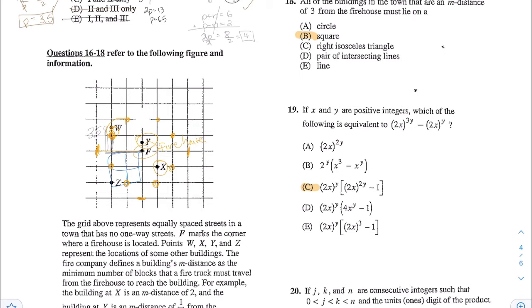Oops, sorry, I miscounted. You formed a diamond shape, but it's a diamond shape where all the sides are equal and all the angles are equal. This is choice B, a square.